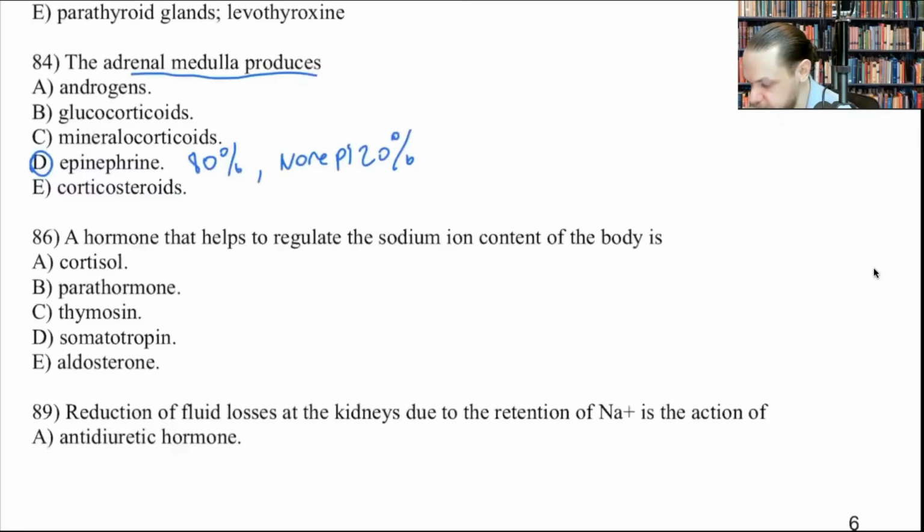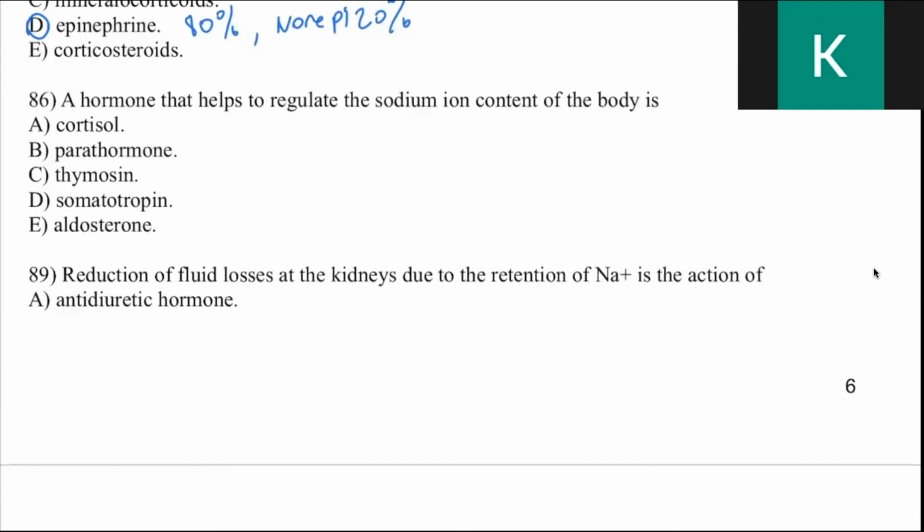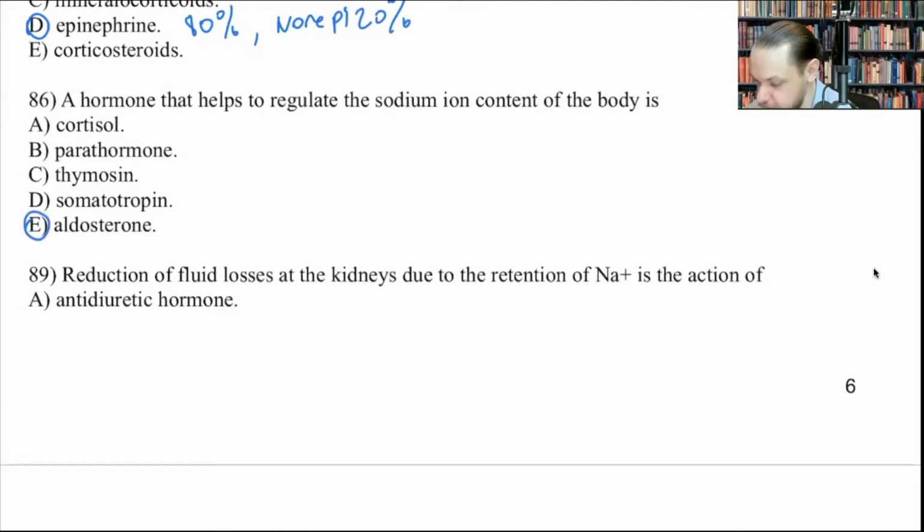Back to the problem set. 86, we're going to go with Kayla. A hormone that helps regulate the sodium ion content of the body is aldosterone. Aldosterone is correct, right? So the job of aldosterone is reabsorption of sodium. And when you reabsorb sodium, water follows along with it.